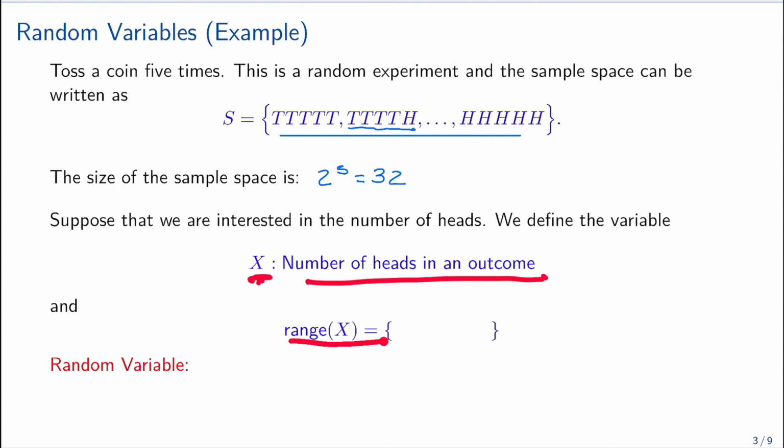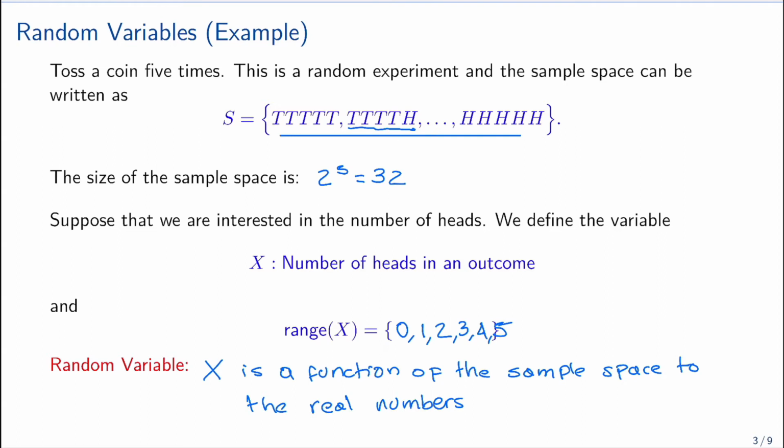So the range of x, which means the possible values of the variable x, is going to be either 0 heads, 1 head, 2 heads, 3 heads, 4 heads, or 5 heads. Random variable x is a function of the sample space to the real numbers. That is, x is a function of the sample space to the real numbers.